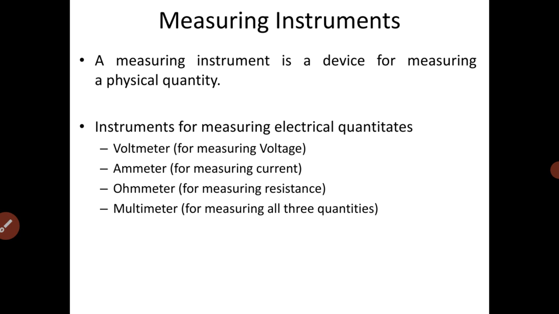Next is some measuring instruments. Here we are going to discuss some measuring instruments which are used in the physics laboratory. A measuring instrument is a device for measuring physical quantity. When you have to measure some physical quantities, at that time you can use the measuring instruments. The instruments for measuring electrical quantities are as follows.